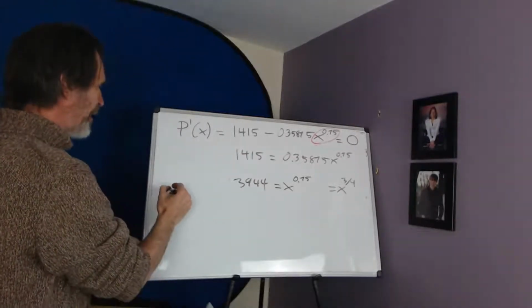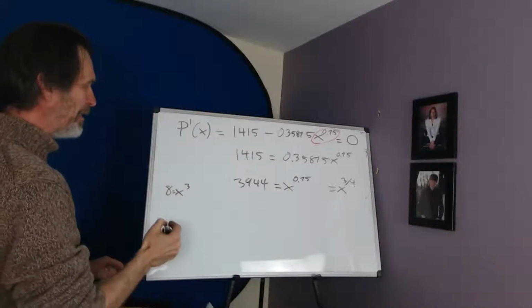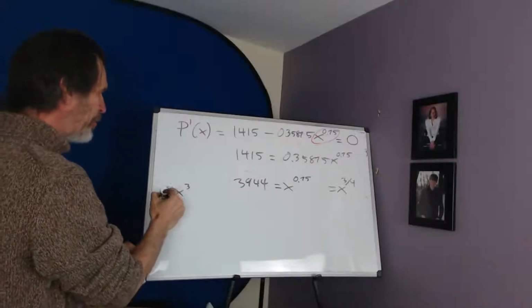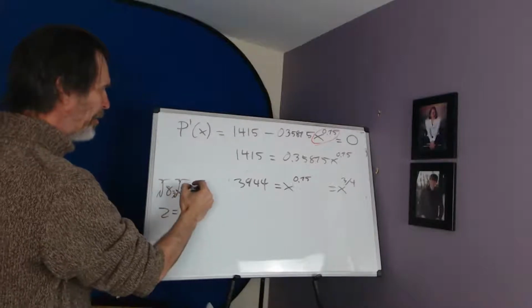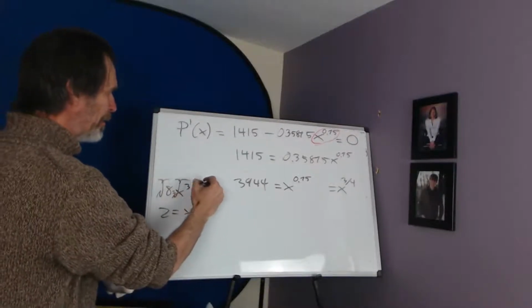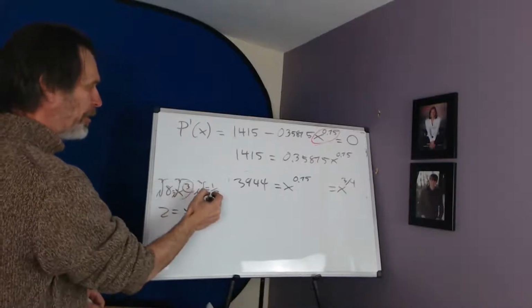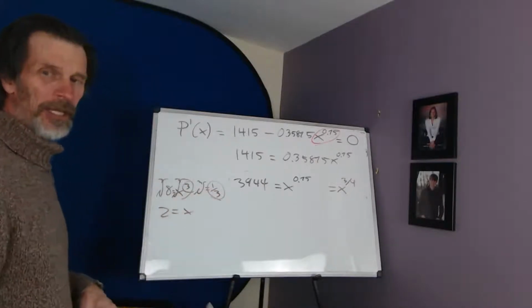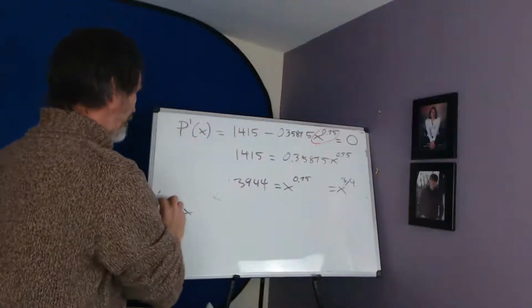Here's a little hint. If you had, say, x cubed was equal to 8, you took the cube root of both sides, and the cube root is the same thing as the 1/3 power. So you took these to the reciprocal powers. Yep, take the reciprocal powers.